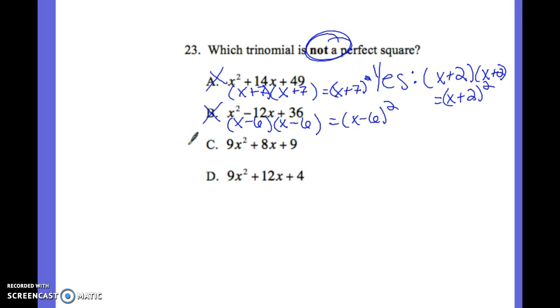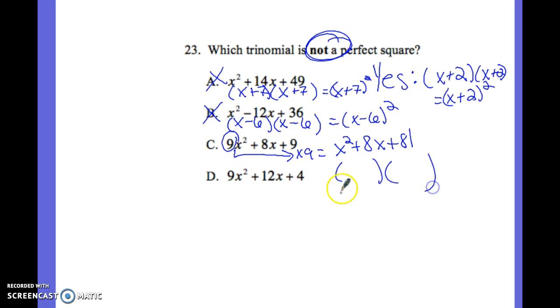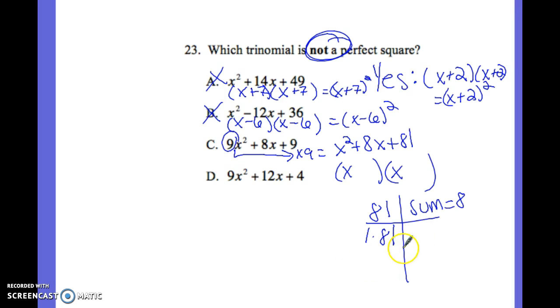For C, I would do slide and divide. So I would get x squared plus 8x plus 81. So I would need to factor this to x and x, and look at the factors of 81 that would sum to equal 8. Well, 1 times 81, no, that's going to equal 82.